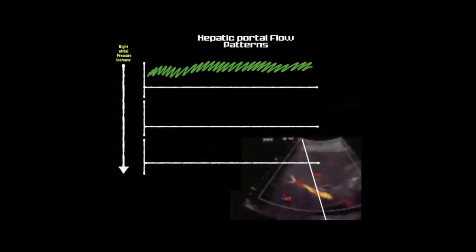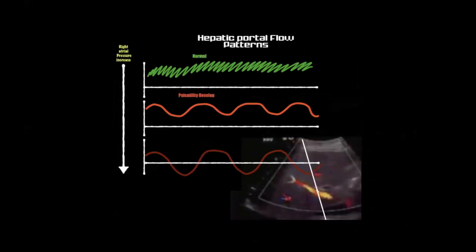The top phasic form is normal. The midsection here shows it's beginning to become pulsatile, and then it actually becomes pulsatile and below the baseline and reverses itself down. So to and fro, dipping below the baseline, is severe venous excess.